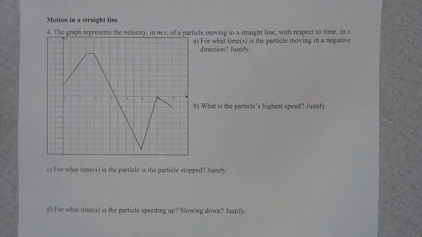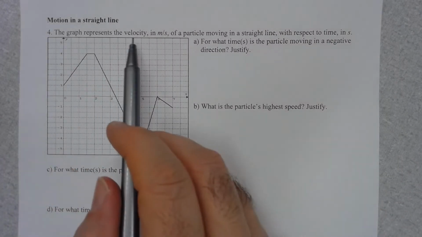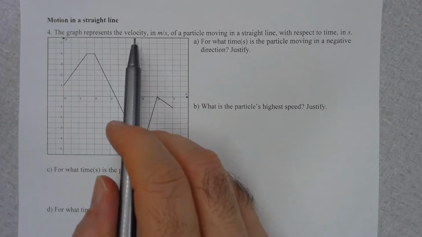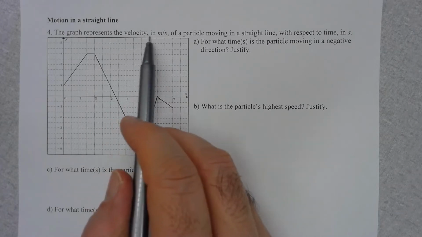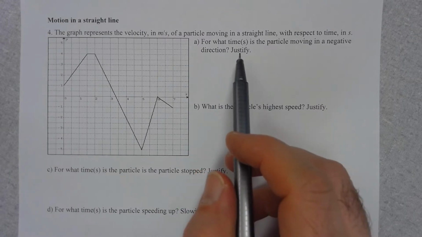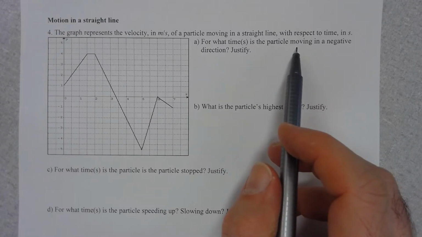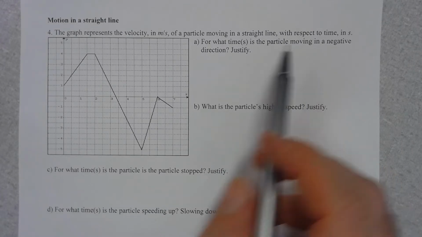Hi folks, we're going to take a look at page 2 from Unit 3, Lesson 2. So we have this question which gives us a graph of the velocity function. Very important here is that this is the velocity, not the position, of a particle moving in a straight line with respect to time. All right, so here it says, for what time or times is the particle moving in a negative direction?